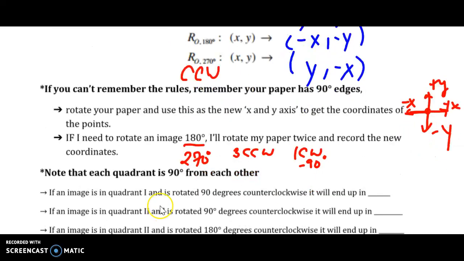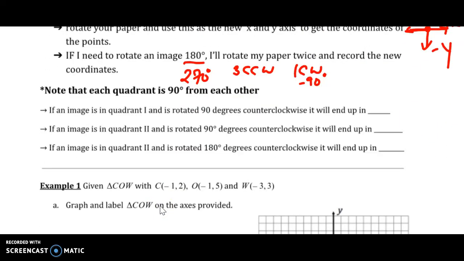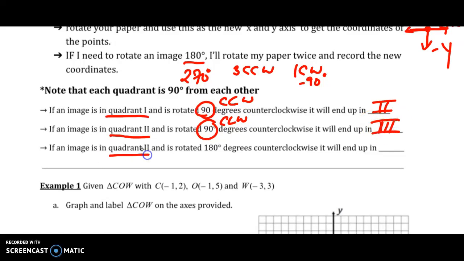Okay, remember that the quadrants are also 90 degrees from each other. So if an image is fully in quadrant 1 and I rotate it 90 degrees, then it should end up in quadrant 2. If it's in quadrant 2 and I rotate it 90 degrees, again, these are positive, so these are counterclockwise, then that should end up in quadrant 3. If I have something in quadrant 2 and I rotate it 180 degrees, well, that's 2 times 90, so it's going to move 2 quadrants.